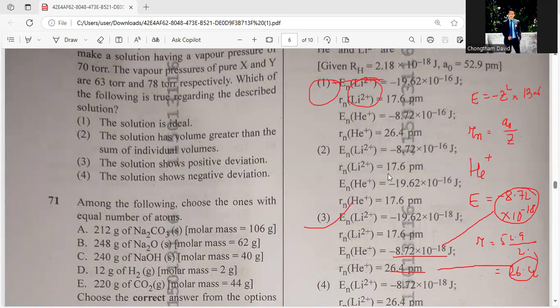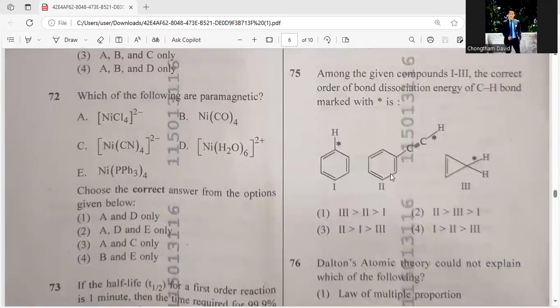Moving on to the next question. Question number 75. Among the given compounds 1 to 3, the correct order of bond dissociation energy of carbon hydrogen bond marked with the asterisk is. So benzene, aromatic stabilization, it is the hardest to break. Benzylic, it is resonance stabilized. Cyclopropane, it has some ring strain, and it is the weakest in carbon hydrogen bond. So one will have the highest bond dissociation energy, 2, then 3. So option 3.